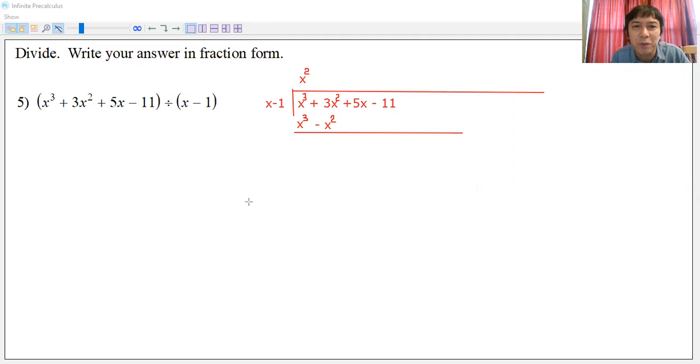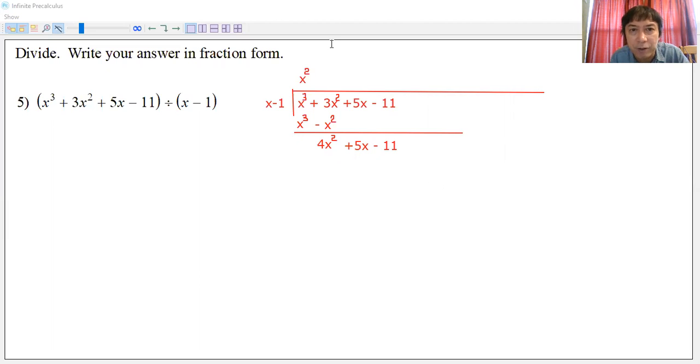So x cubed minus x cubed, that's a 0. Positive 3x squared minus the x squared, that will turn out to become plus 1, so we'll have 4x squared. Then 5x minus 11 minus 0, so we'll just retype those over here: plus 5x minus 11. We're done with subtraction. We're back to divide. We test the 4x squared compared to the x of the divisor. Still higher in degree, so we can continue.